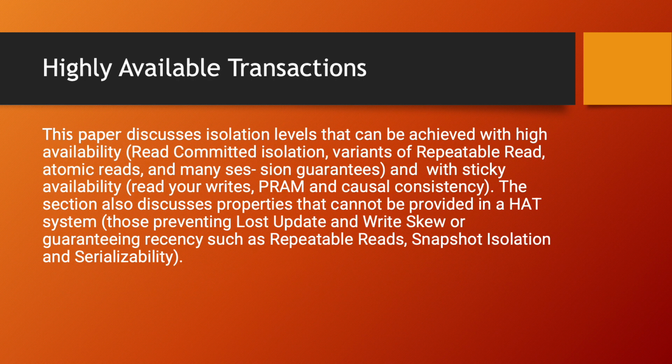Highly available transactions. This paper discusses isolation levels which can be achieved with high availability, that is, read committed isolation, variations of repeatable read, atomic reads, and many session guarantees, and with sticky availability, that is, read your own writes, RAMP, and causal consistency. The section also discusses properties that cannot be provided in a HAT system, that is, those preventing lost updates and write skew or guaranteeing recency, such as repeatable reads, snapshot isolation, and serializability.